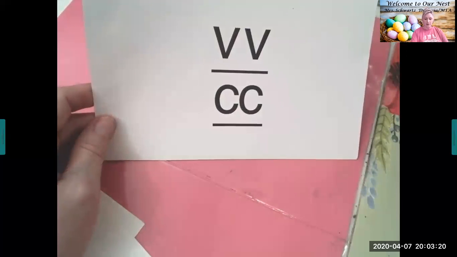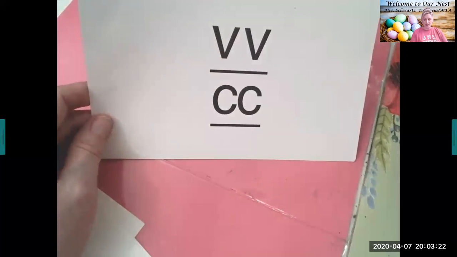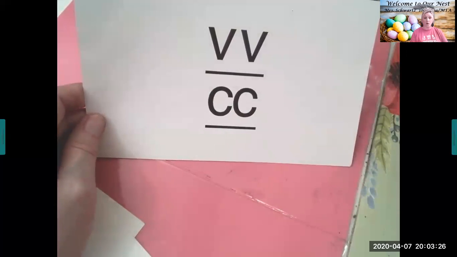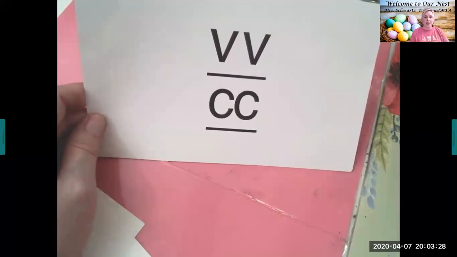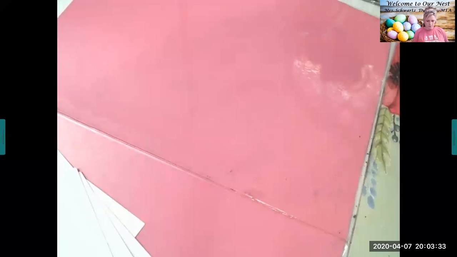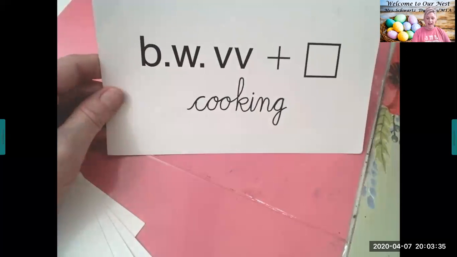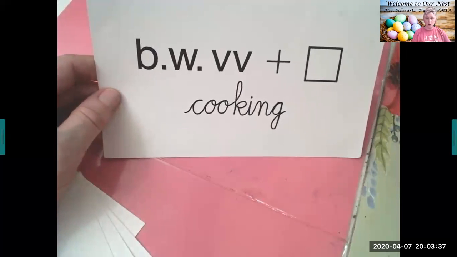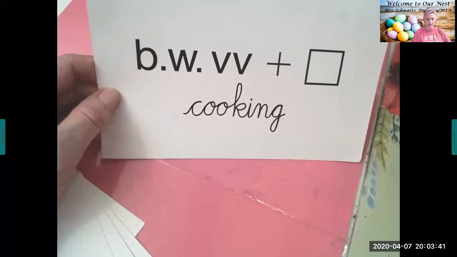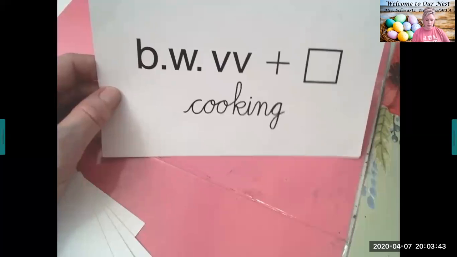A digraph is two adjacent letters in the same syllable that stand for one sound. There are vowel digraphs and consonant digraphs. When adding a suffix to a base word with two adjacent vowels in the final syllable, the spelling of the base word does not change.